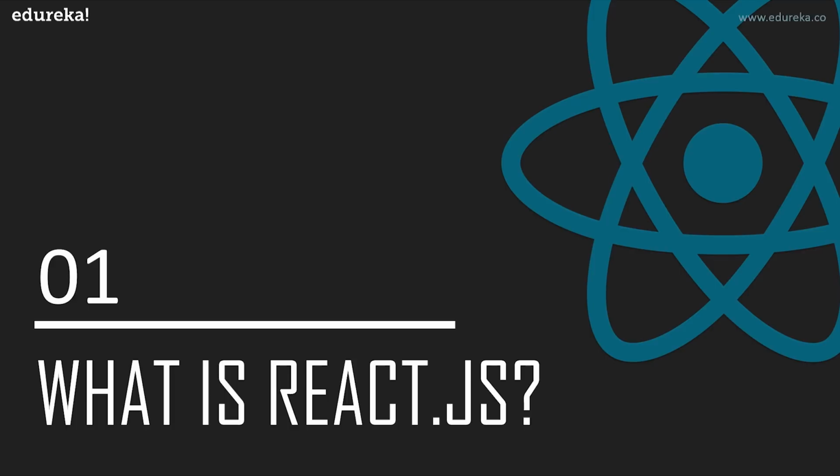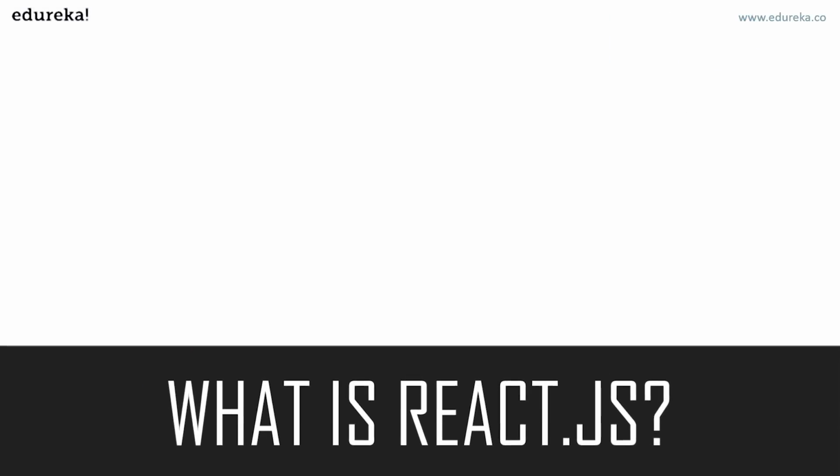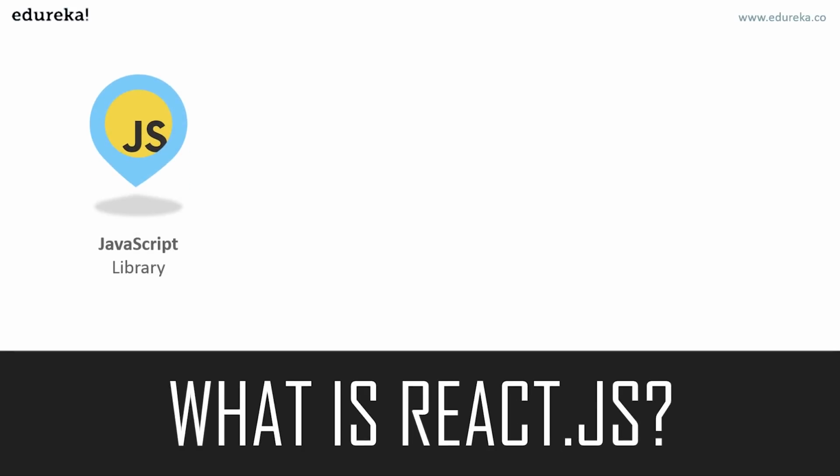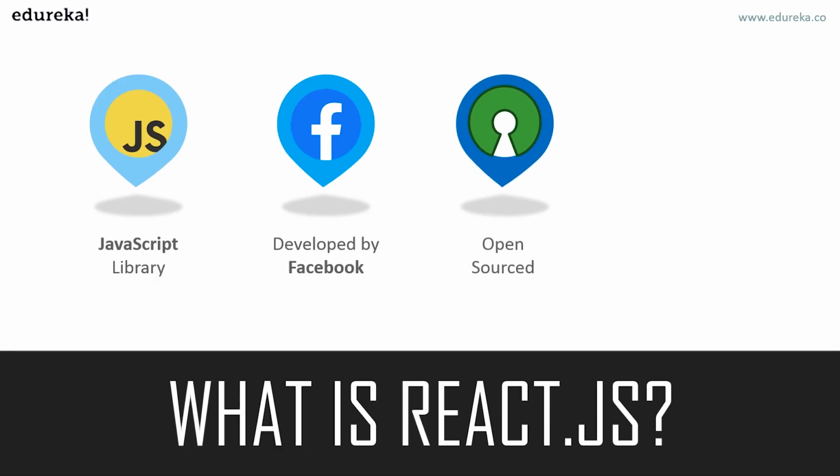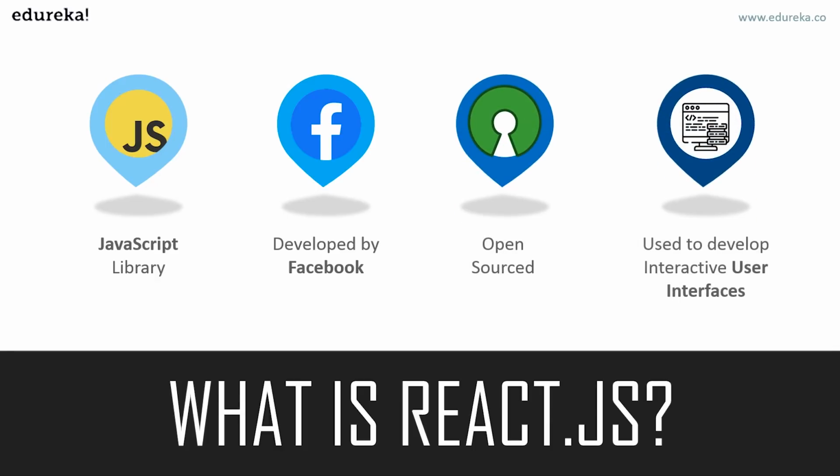What is React.js? So we'll talk about what is React.js now. React is an open source JavaScript library, as you can see on the screen. It is for creating rich user interfaces that run in the user's web browser. It is developed by Facebook, it is open source, and it is used to develop interactive user interfaces. React focuses solely on providing rendering and event handling functionality.